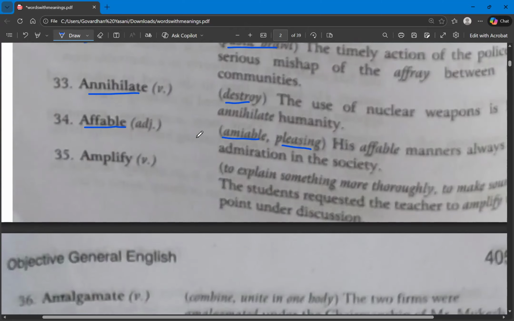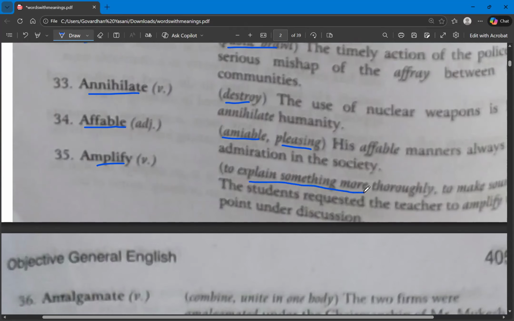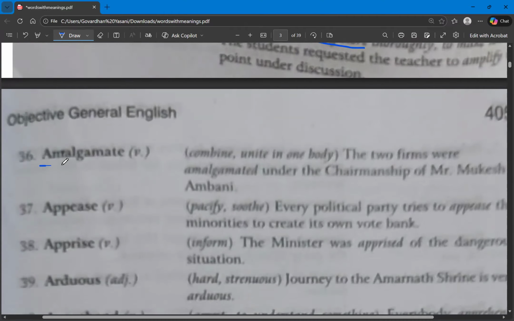The next one is amplify. Amplify means to explain something more thoroughly, with more details. So when you told something nobody understood, with more details you have explained it thoroughly. So that is called amplifying. The next one is amalgamate. Amalgamate means combine or unite in one body. Amalgamation of metals means you're using two metals to create an alloy. So that is called amalgamation.